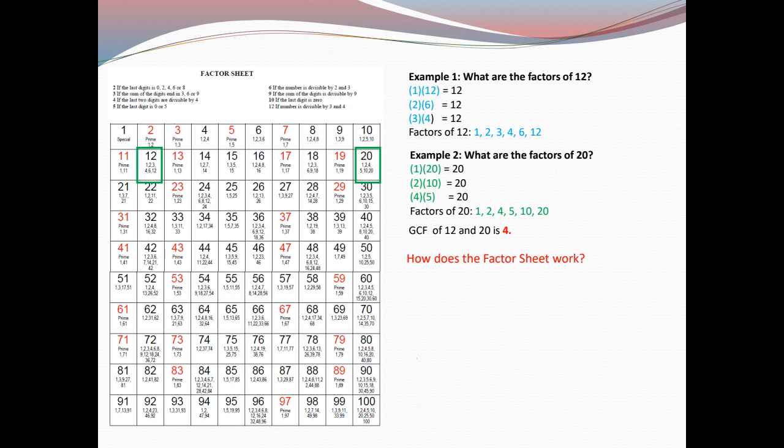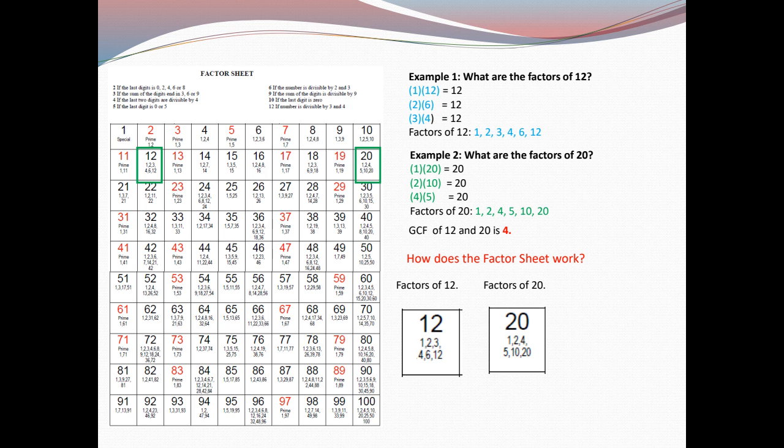So on the factor sheet, you would look at the box for the 12: 1, 2, 3, 4, 6, 12. Those are all the numbers that multiply together to give me 12. Again, for the factors of 20, I would just look at the box of the 20 that has 1, 2, 4, 5, 10, and 20. And then I would circle the highest number that they both share. And in this case, again, it's the number 4.